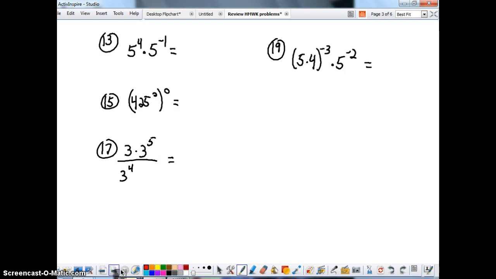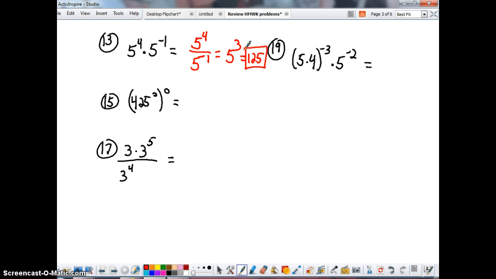Number 13, 5 to the 4th times 5 to the negative 1st. Again, this is a negative exponent. I rewrite it. 5 to the 4th does not move. It does not have a negative exponent. 5 to the negative 1 comes down as 5 to the 1st. So this is now, where do I have more 5s? I have more 5s on the top. I have 3 extra on top, 5 to the 3rd, and that becomes 125.